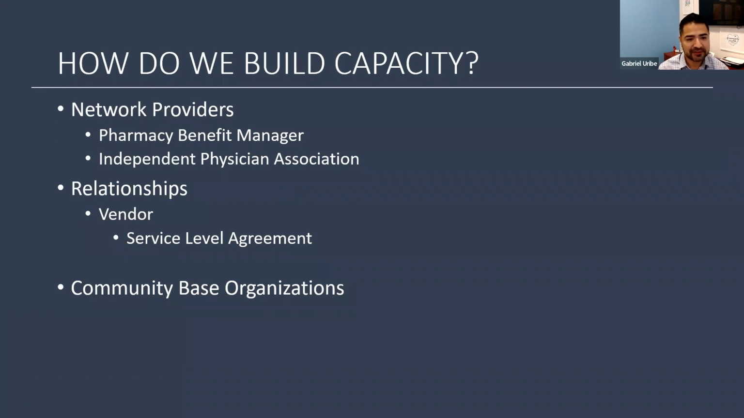So constant training access, constant remediation, having a space or a number for folks to be able to call in and request retraining or services is key.